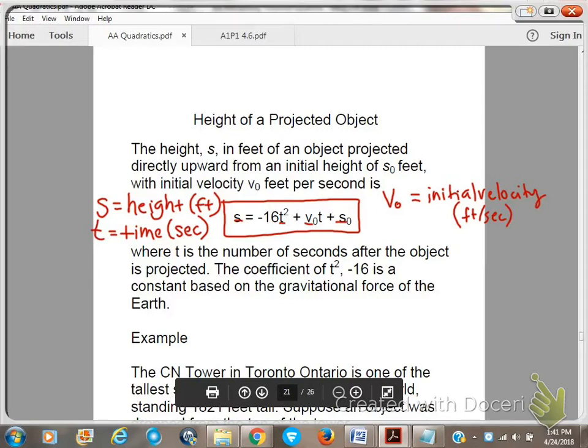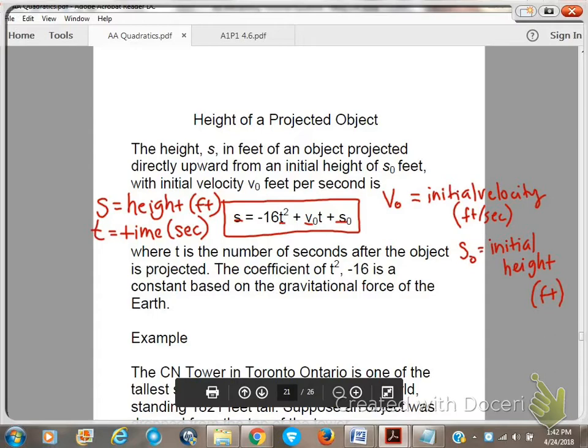And then our last variable, S naught, what does that stand for? The initial height, where you're starting out from. Now, what is our label on our initial height? Feet still. And the reason why S naught is different from S is because where you start from is going to be different if you're starting on the ground versus if I stand up on the stool and throw something. So that's why we have that S naught there.